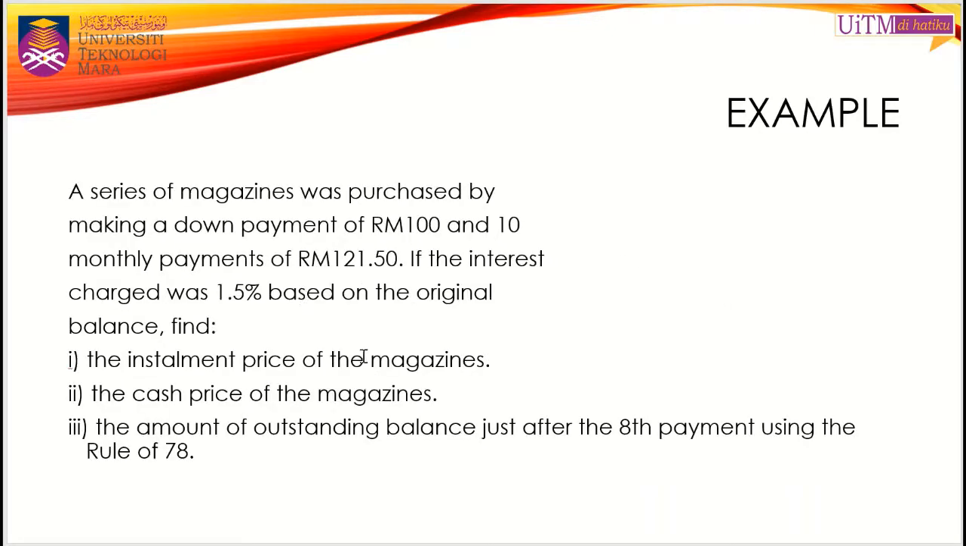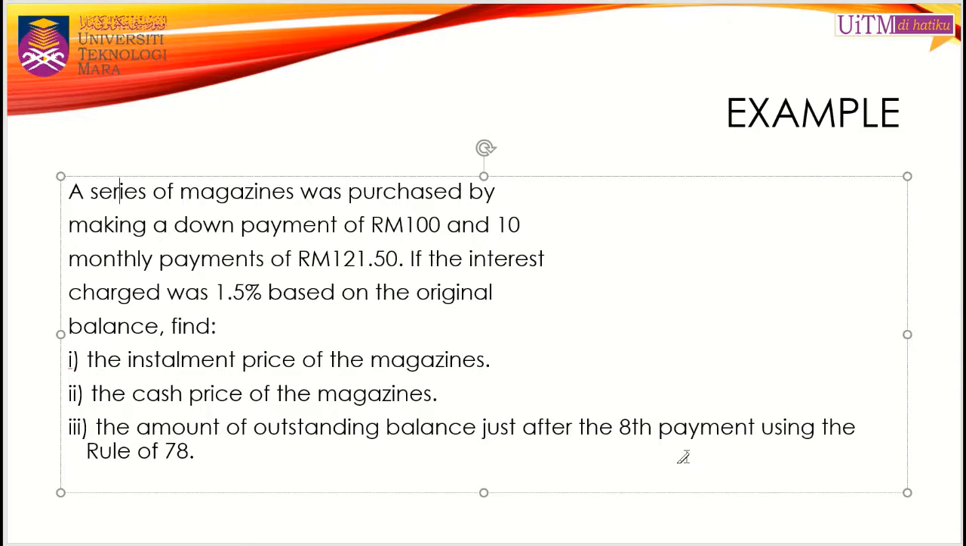The second example states that a series of magazines was purchased by making a down payment of 100 ringgit and 10 monthly payments of 121 ringgit 50 cent. If the interest charge was 1.5% based on the original balance, the first question asks you to find the installment price of the magazine, the second to find the cash price of the magazine, and lastly the amount of outstanding balance just after the 8th payment using the rule of 78.